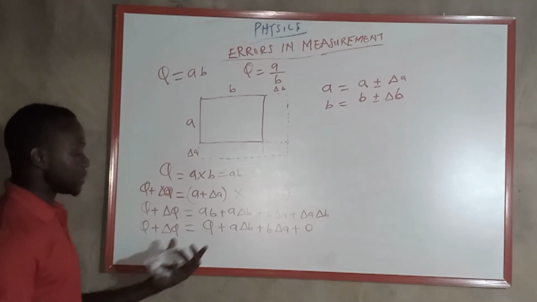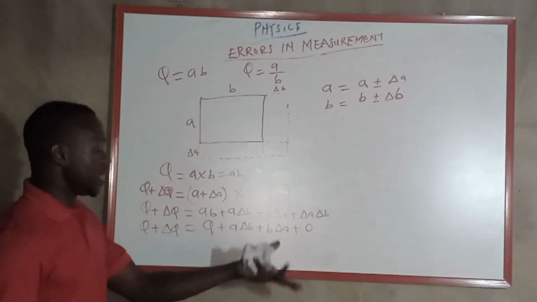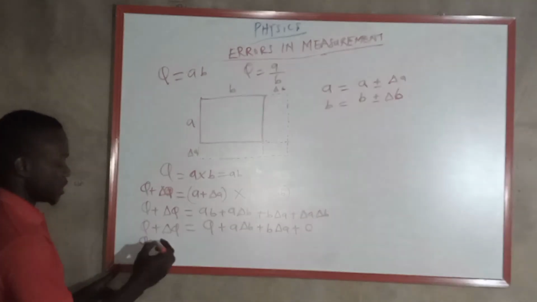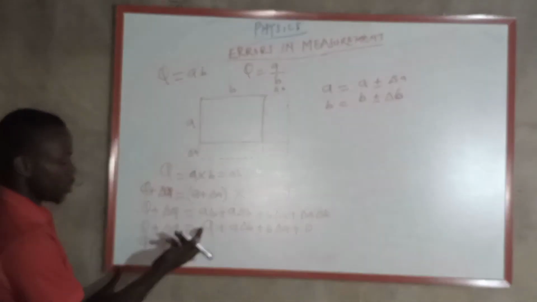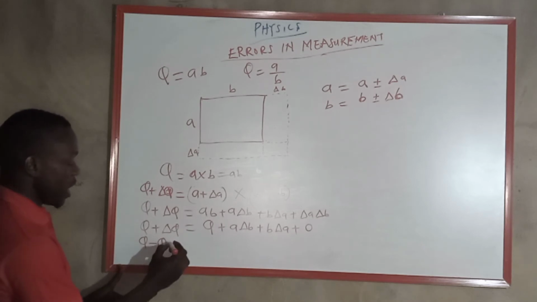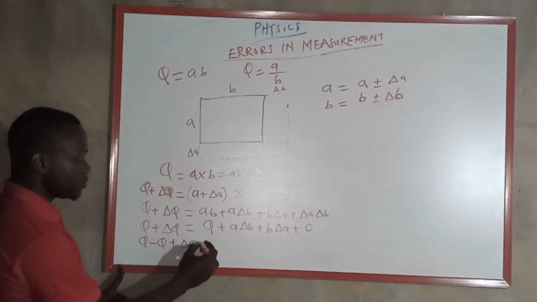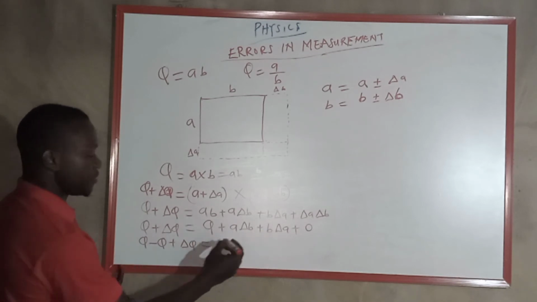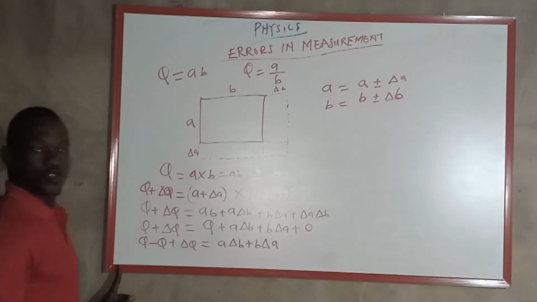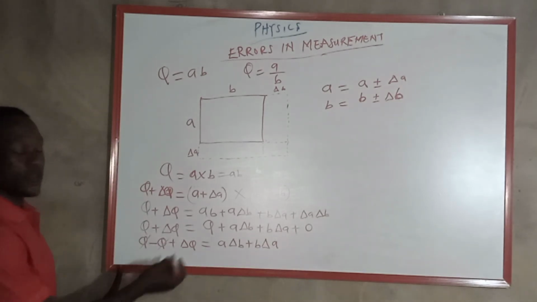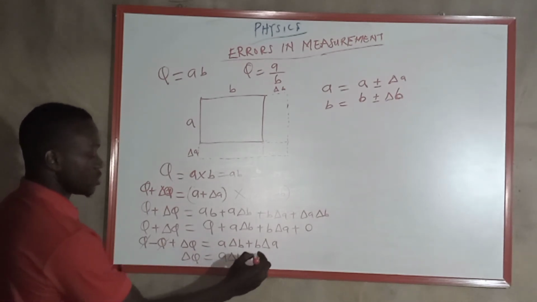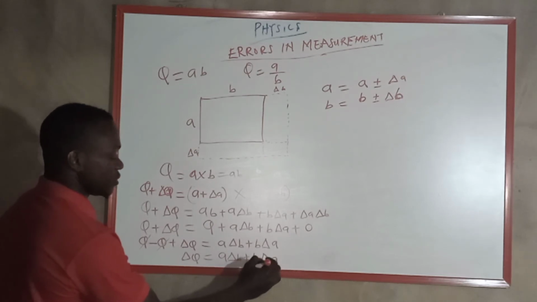So next is to collect like terms. Let's take all the Q's to one place, and all the A, B, whatever, to another place. So this Q comes this way. Since it crosses the equality sign, the sign changes from plus to minus, and it becomes minus Q. Then we have plus change in Q equal to A change in B plus B change in A. So Q minus Q will go off. We're left with change in Q is equal to A change in B plus B change in A.